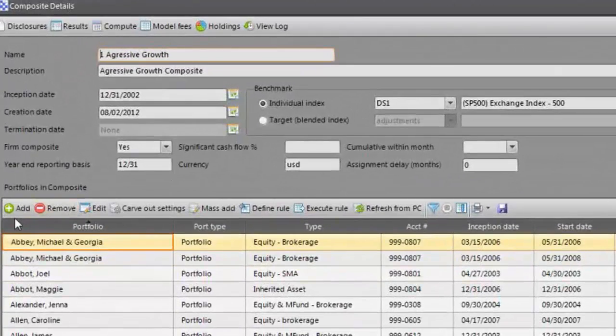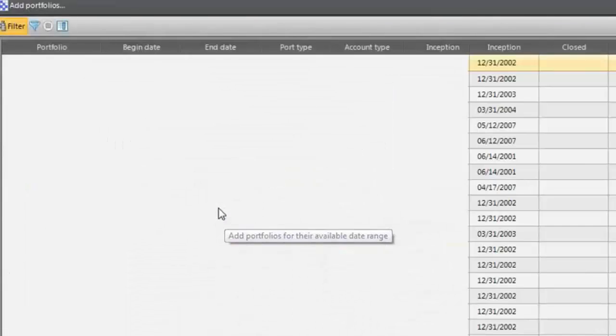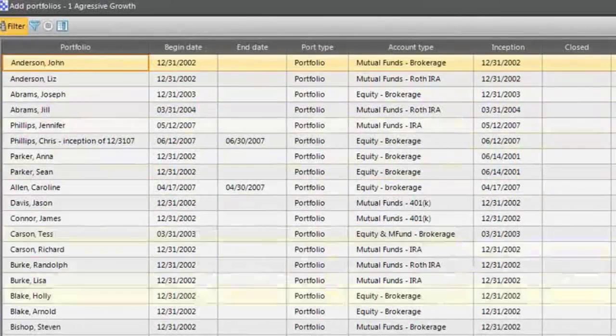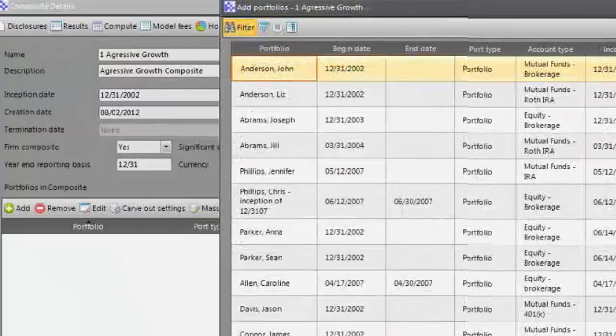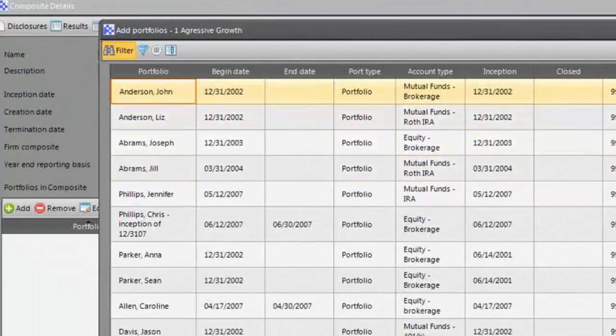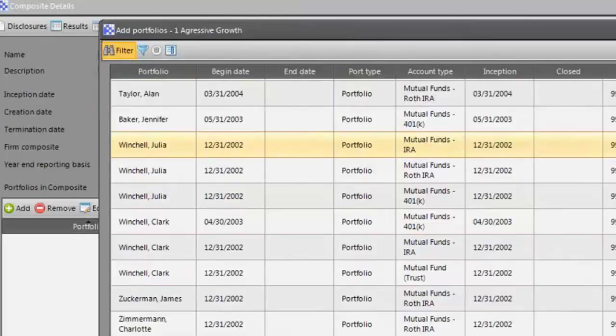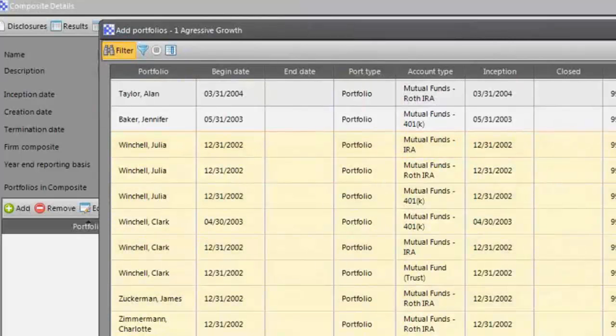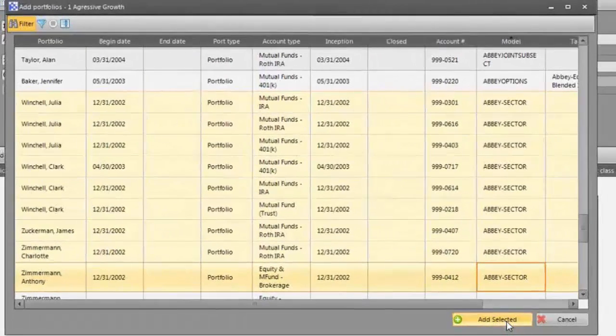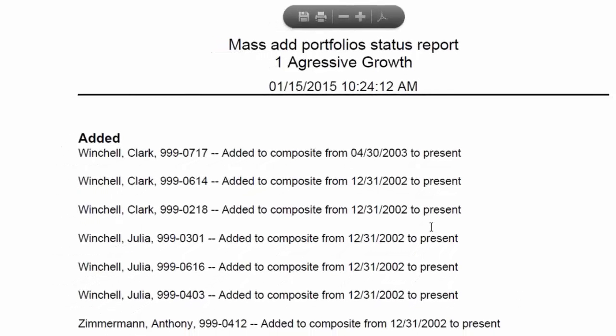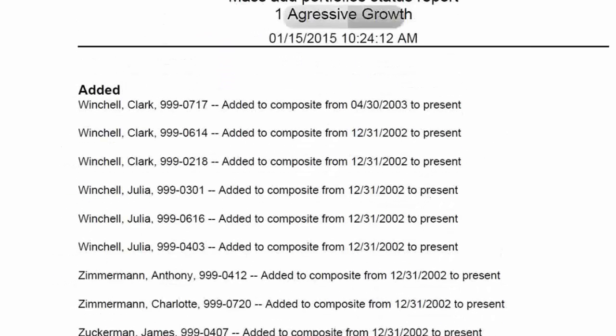So you can also add portfolios one at a time from this list, but we've built a number of tools to make it much easier to manage composites. We have a mass add, for example, in which you could actually sort. Let's sort this list by model. So I could come in here and select all these portfolios that had the same model and add them to the composite in one swoop, for example.